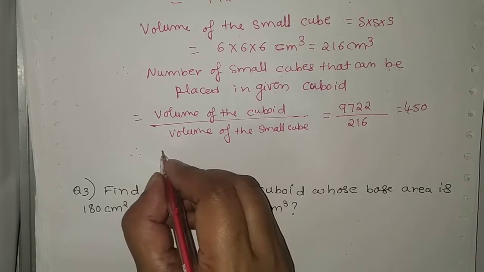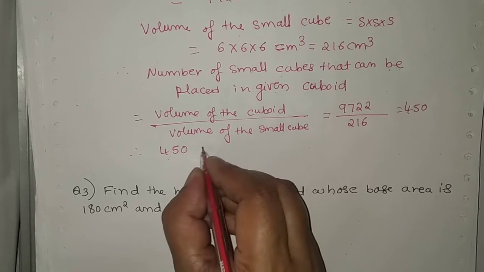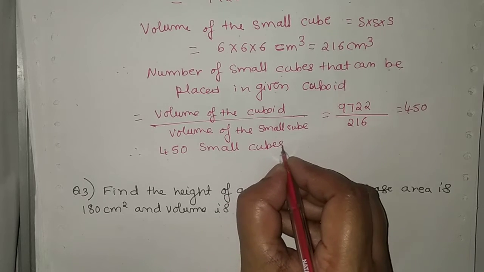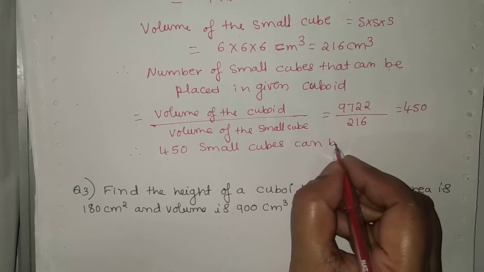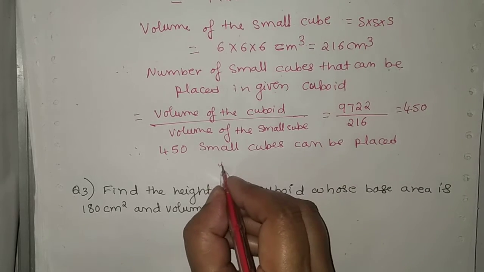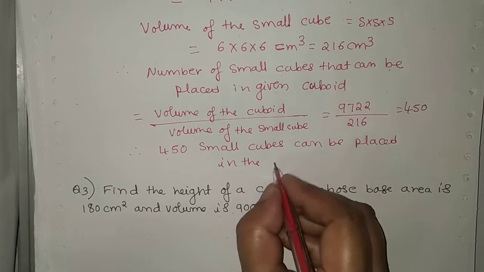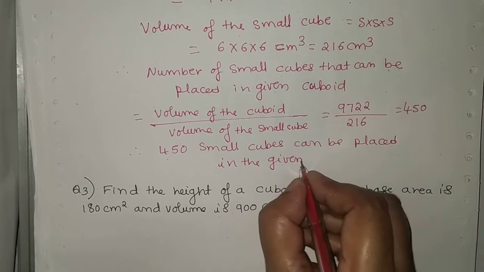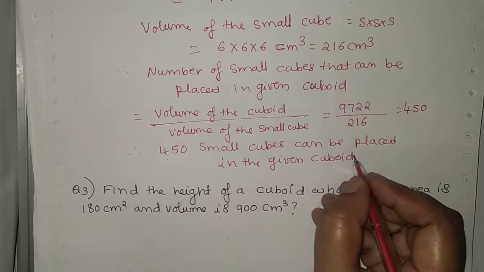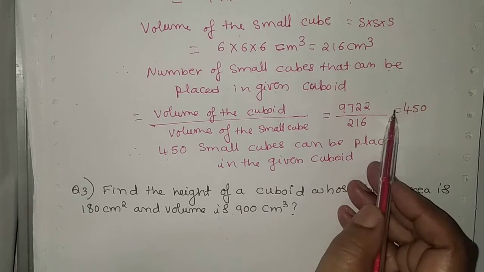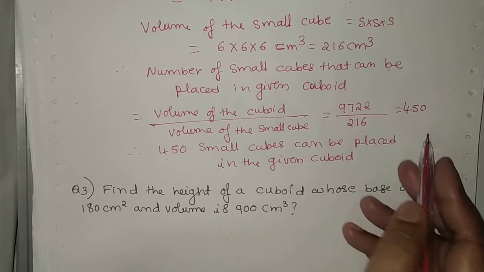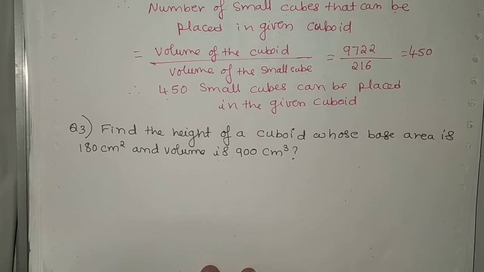So finally, 450 small cubes can be placed in the given cuboid. Dividing the volume of the cuboid by the volume of the cube, we get the answer, 450. So this is the solution for the fourth problem.